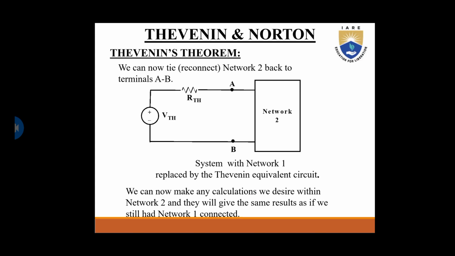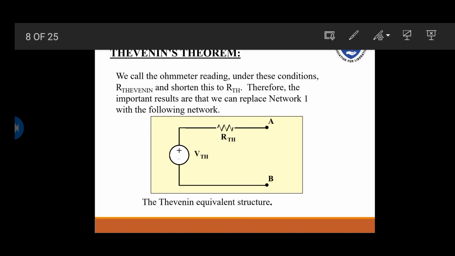We represent it with an RTH. Therefore, the important result is that we can now simply replace the whole circuit, as I discussed before, with only one voltage source and one Thevenin resistance at A and B. This is the Thevenin's equivalent structure. Now this is Thevenin's equivalent circuit. Therefore, this is the important result we have arrived at.